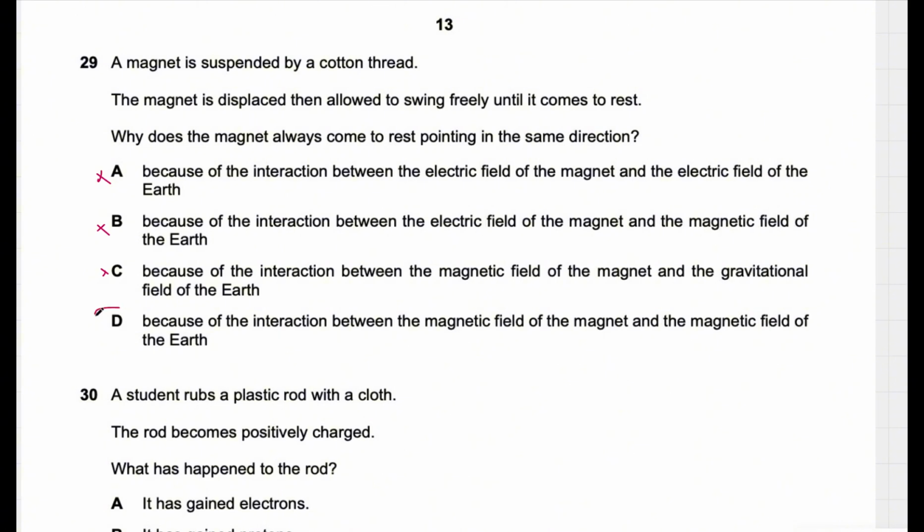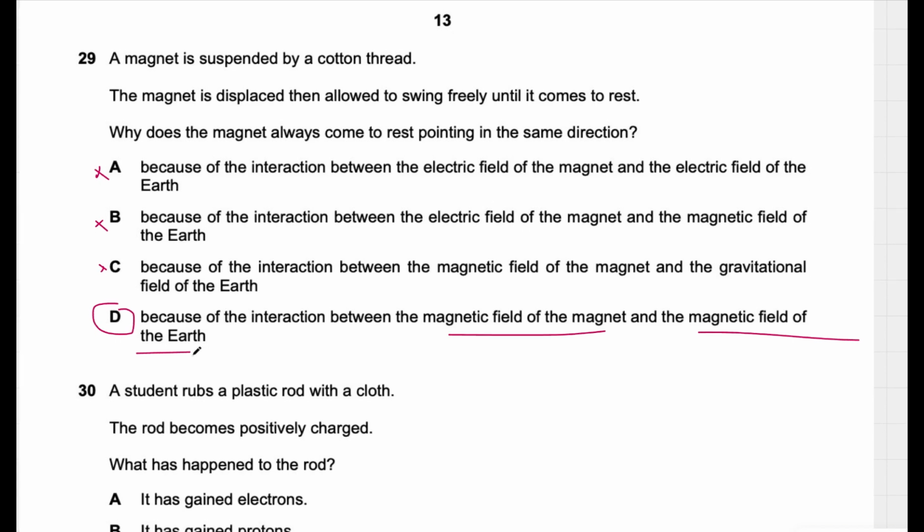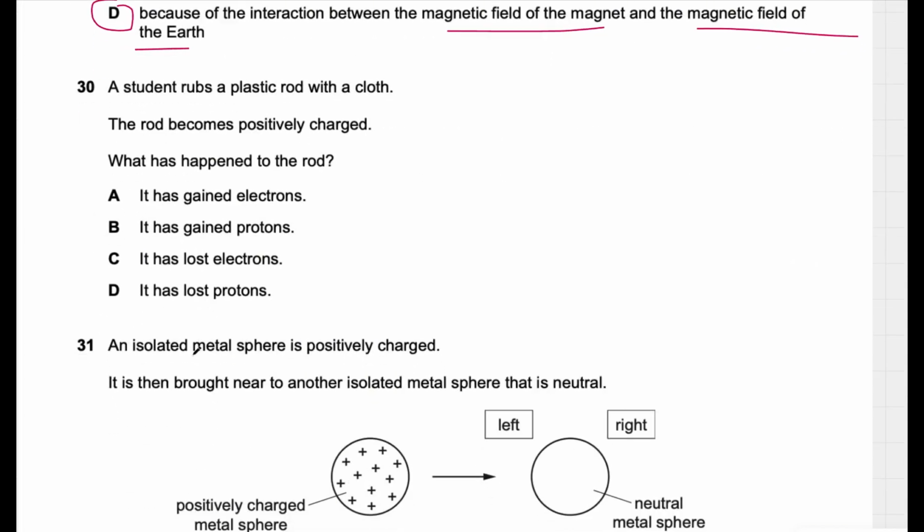Yes. Interaction between the magnetic field of the magnet and the magnetic field of the earth. It's not because of electric and magnetic field mixed together. It's because the magnetic field of the magnet interacts with the magnetic field of the earth. Okay? Now question 30.